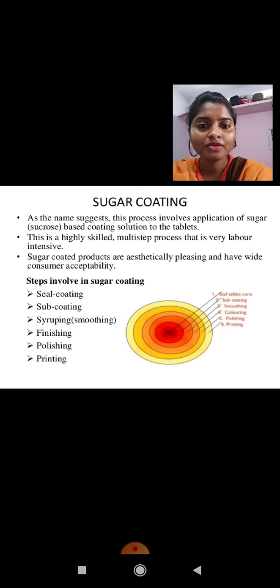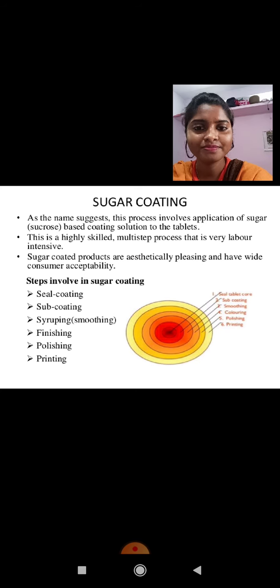Sugar coated products are aesthetically pleasing and have wide consumer acceptability. So these sugar coated tablets have wide consumer acceptability. Even though it is a highly skilled and multi-step process, because of consumer acceptability we generally do the sugar coating. Steps involved in the sugar coating: first seal coating, nothing but the sealing, then subcoating and syruping, nothing but the smoothing, and finishing, polishing, and printing.